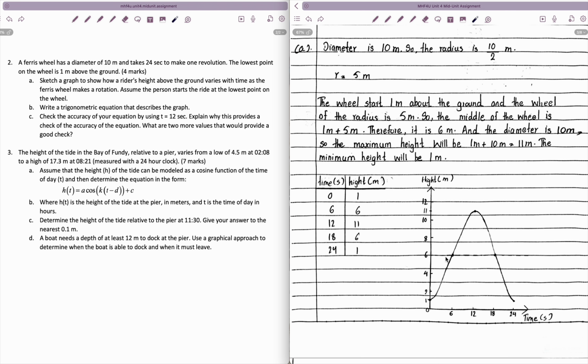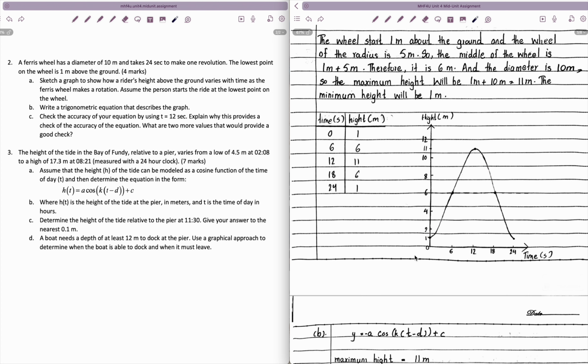So these are the points of the graph: at (0, 1), at (6, 6), at (12, 11), at (18, 6), and at (24, 1). So this is a cosine function graph.